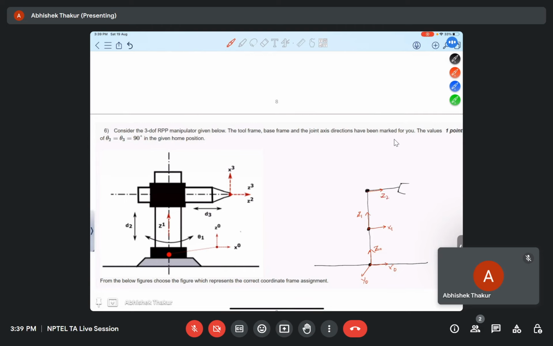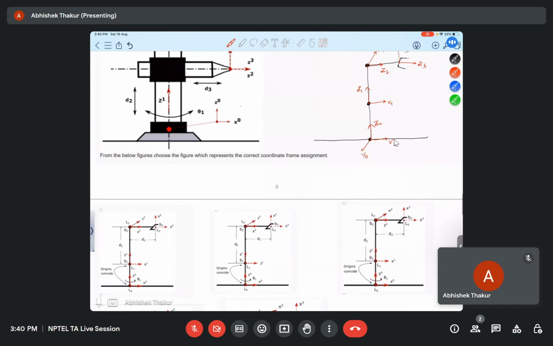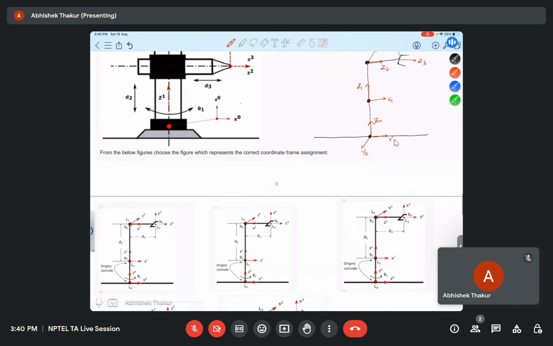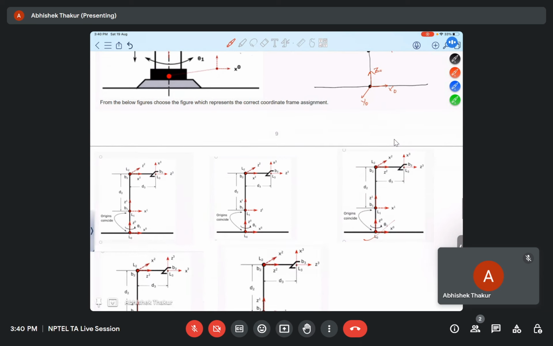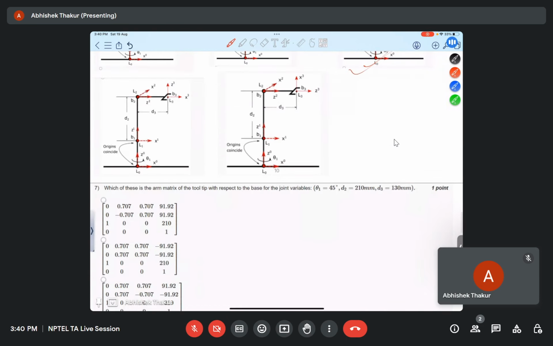So this will become Z2. Z1, Z2 is intersecting here. So this perpendicular will be X2. And for the tooltip, Z3 and X3 are already given. So from this, which is the correct option? If you see Z2, X2, X1, Z1, so this option C is the correct option. Okay. Any doubt? These are very simple questions.